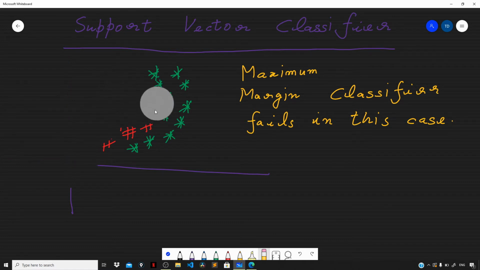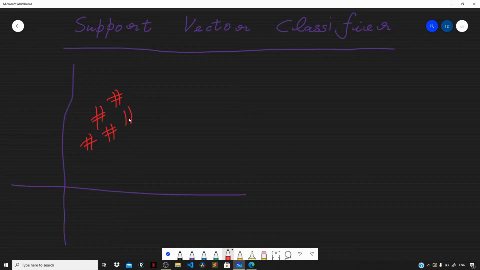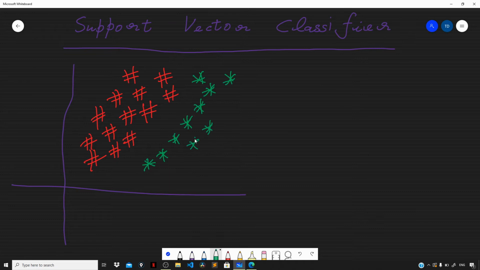So let me clear up some space. Here let us draw the points for both our classes. Let us represent class 1 by using hashes, and let us represent the second class using asterisks. Let me remove this one. And here let us draw the hyperplane. Let me add a hash right here. And let us draw the margins and the gap that we have in between the two margins. So let the margins be this.